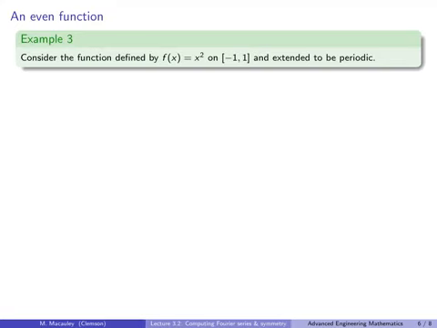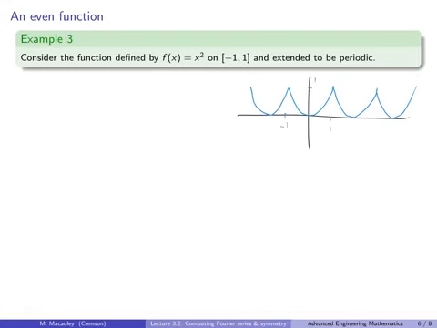Example 3. Consider the function defined as f of x equals x squared on negative 1 to 1 and extended to be periodic. So let's draw a picture of this. Now we have what looks like a parabola, and it just repeats like that. So this is 1, this is negative 1, and this is 1. Notice I didn't have to worry about defining this on an open interval or on the boundary, because this function is actually continuous. So I didn't have to put the open interval here or worry about these breakpoints.